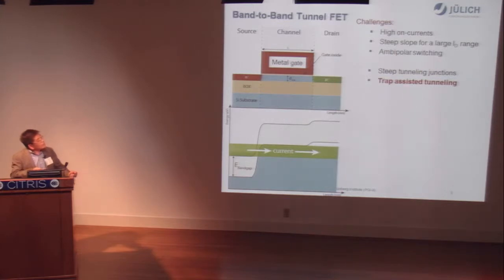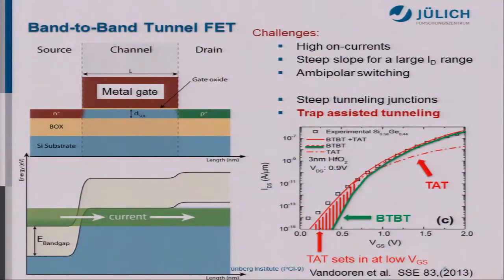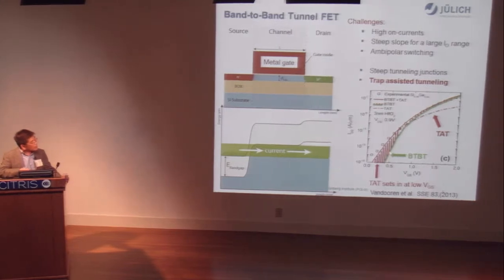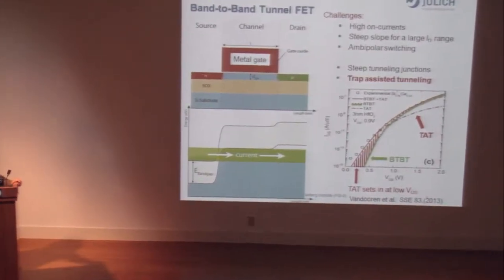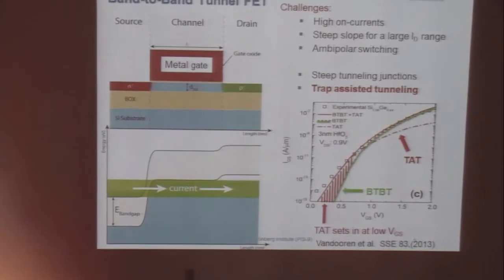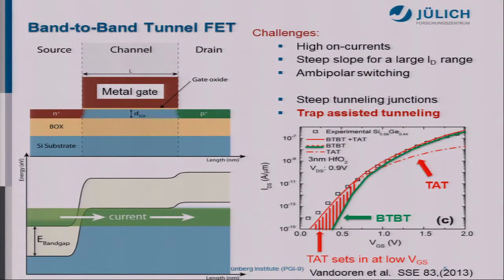Technically, there are 2 challenges. First, we have to achieve very steep tunneling junctions in order to improve the on current and also reduce the subthreshold swing. And the second, which is also the most important challenge, is trap-assisted tunneling. If you look at this picture, if there is no trap-assisted tunneling, this is TAT, and there is only band-to-band tunneling, you can always get a very steep slope. But if trap-assisted tunneling occurs, and it occurs at a very small gate voltage, much earlier than the BTBT, then you cannot get a very steep slope, and the slope is limited to 60 millivolts per decade in this case.